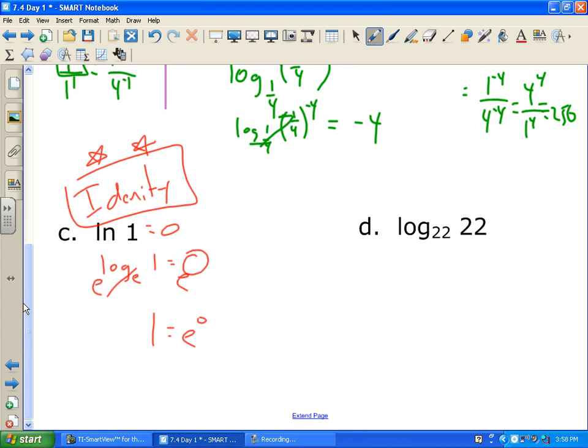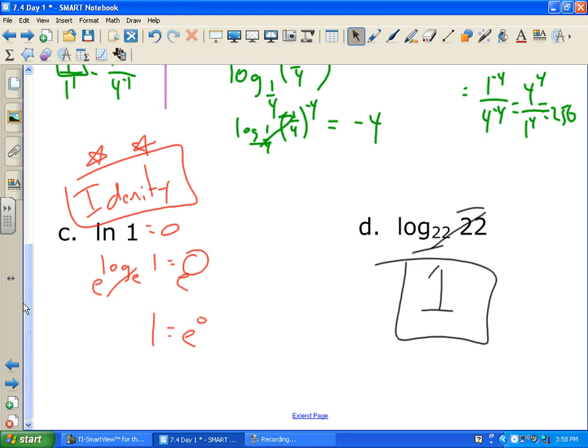Mr. Wood, that looks exactly like the identity that we've been talking about. In fact, that looks like the giant one we've been using. So isn't the answer to that just 1? It is. That's the easy one.